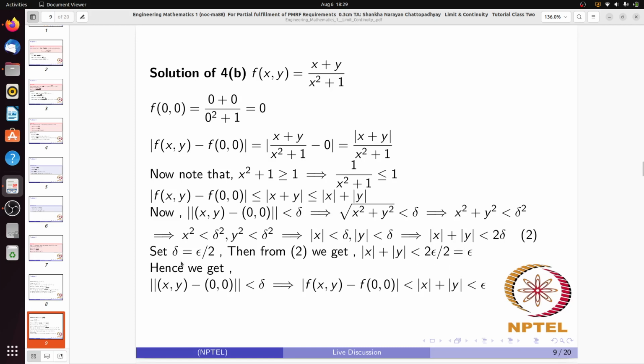Hence we get norm of (x,y) minus (0,0) less than delta implies |f(x,y) minus f(0,0)| less than epsilon. Now there is one thing we have to think about: the delta solely depends upon epsilon. This delta is a function of epsilon. To prove all the real analysis concepts we usually use Euclidean distance, and it is a very standard way.